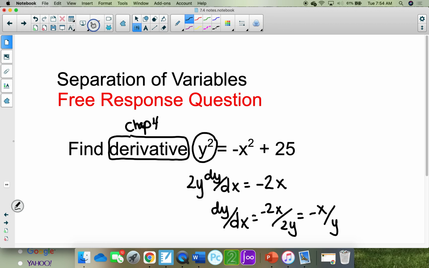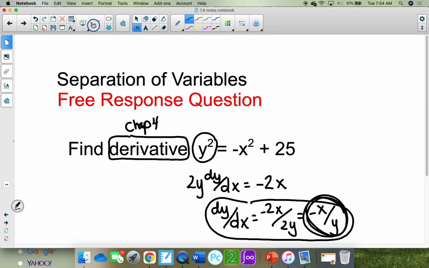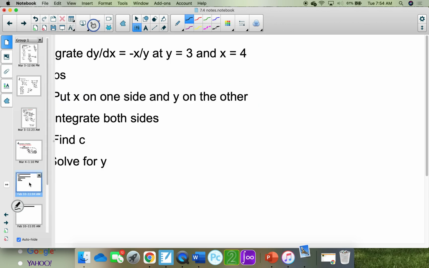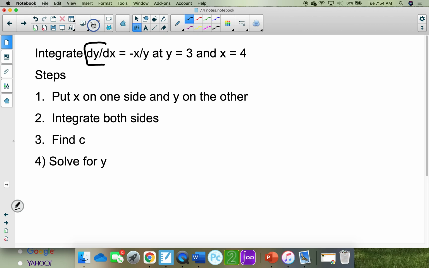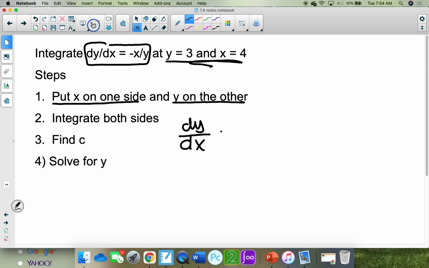So basically what we're going to do is, they're going to give you the derivative, and you have to go backwards to the original equation. It's called separation of variables. This is pretty much what we did, and here is the point. You need to put the x on one side and the y on the other, and that's why it's called separating the variables. So let's do that first. The y is usually on the left side, so I'm going to cross multiply, and that does the same thing.